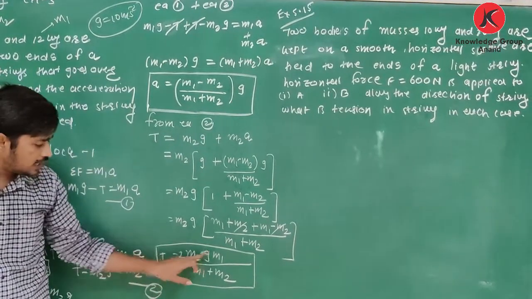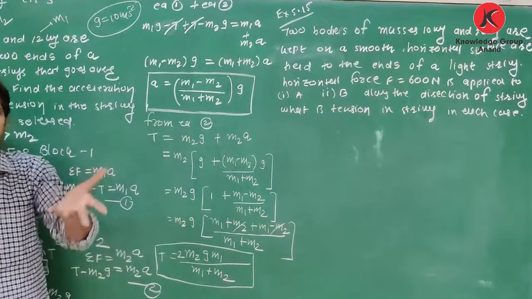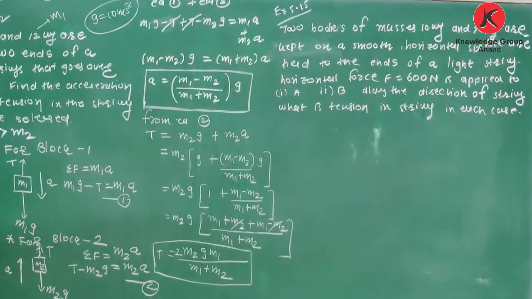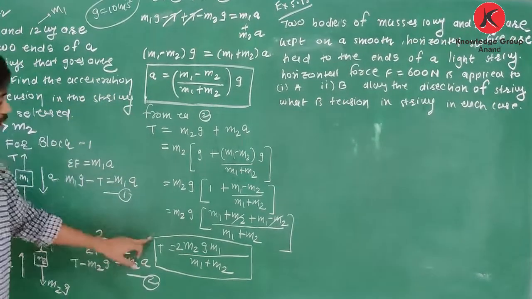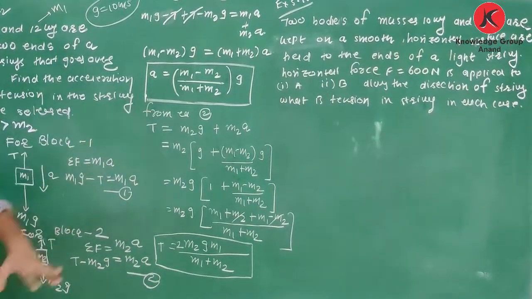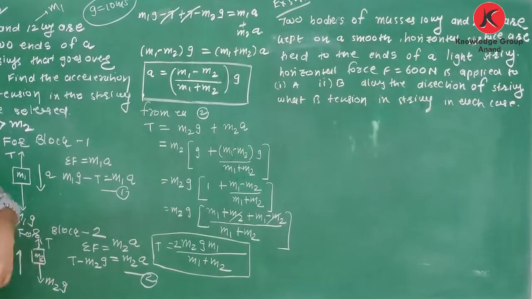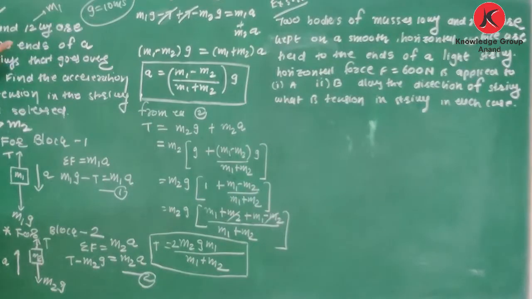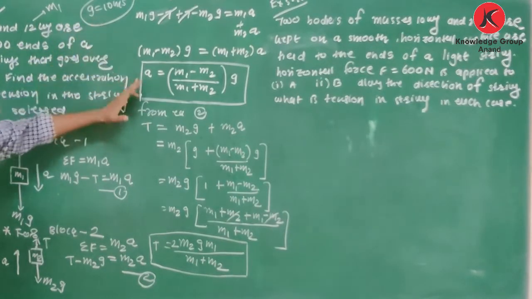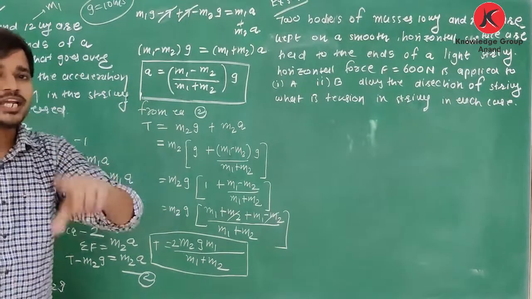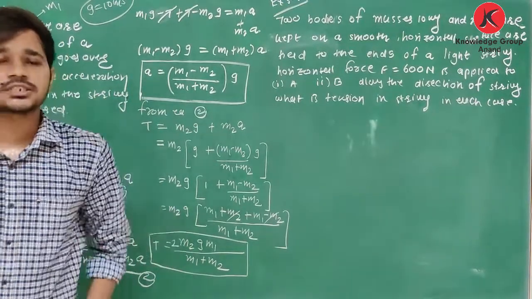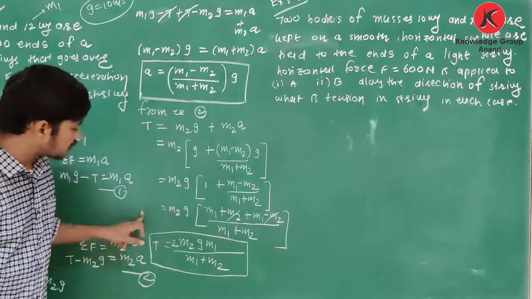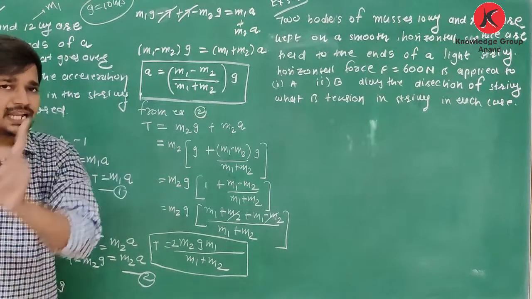So you have to remember this equation of acceleration and also of tension: 2 M1 M2 G upon M1 plus M2, and each and every value is given. When you are given a system of two blocks over a frictionless pulley, remember these two equations. Calculate by taking M1 equal to 12 kg, M2 equal to 8 kg and G equal to 10 meter per second square. Put the values in these two equations and write your answers in the comment box. Take care about this sum, that M1 is greater than M2.